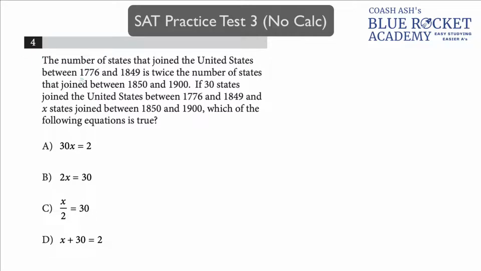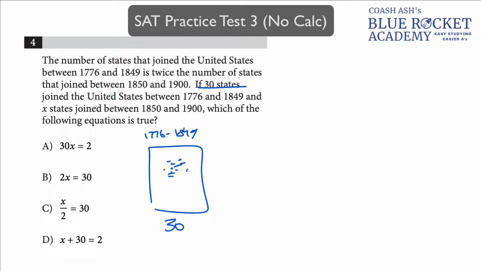So let's start it. From they're given these number of states, right, from 1776 to 1849. So in 1776, from this time to 1849, you had a certain number of states here. These joined, right? And you're told that 30 states actually joined. So there are 30 states here. So that's 30. Then from 1850 to 1900, how many states joined? X states joined. So this number of states that joined is X.